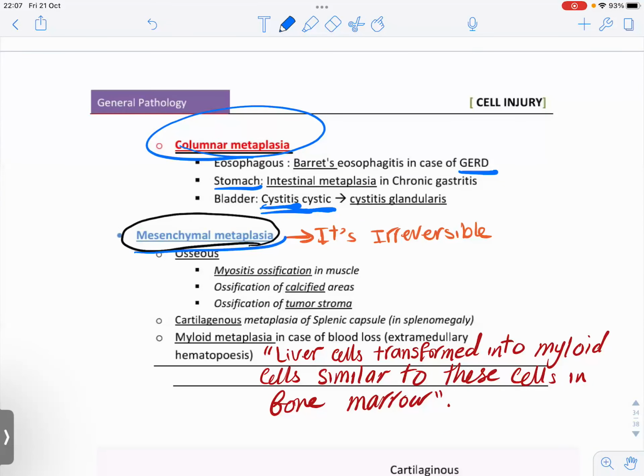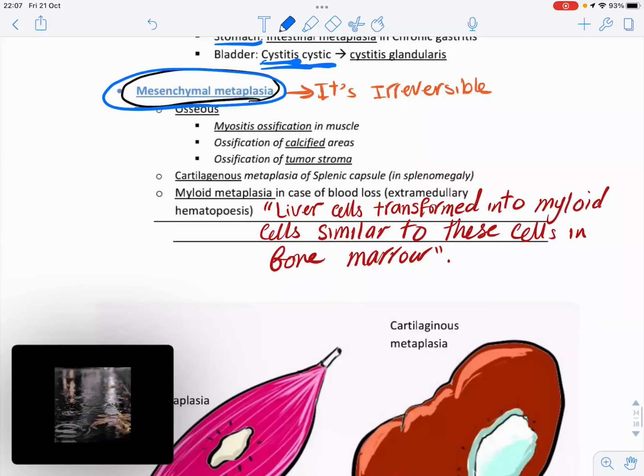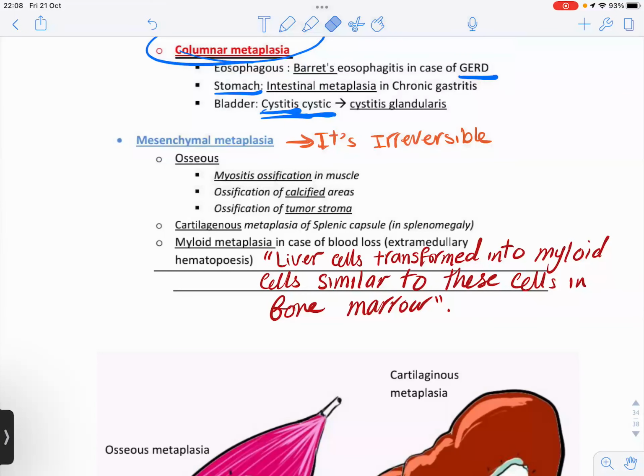The second type of metaplasia is called mesenchymal or connective tissue metaplasia. We have three examples in mesenchymal metaplasia, and it's irreversible. It's irreversible, and from the examples you will understand why it's irreversible.